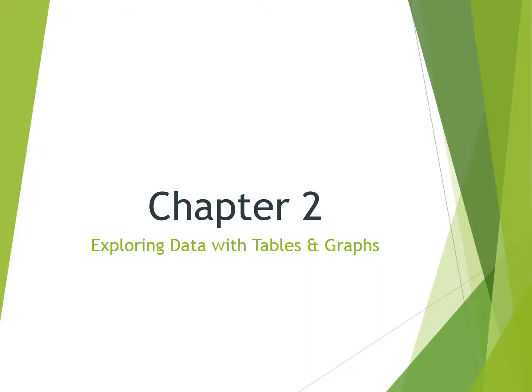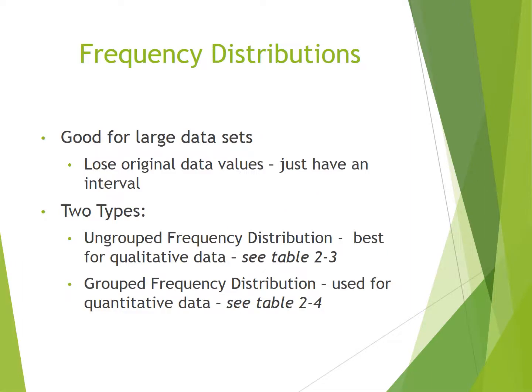Get data and how we can organize and summarize data with tables and graphs. So the first type we're going to look at is known as a frequency distribution. It's really good for large data sets, but the only problem with frequency distributions is that you lose the actual original data values. You just have an interval.